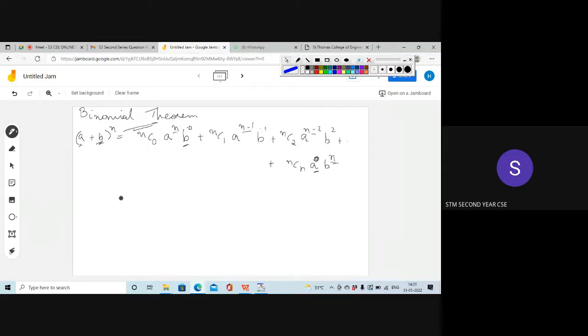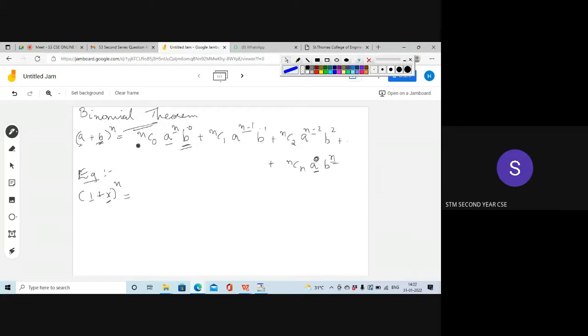Now we have to see how we can convert this binomial series into an exponential generating function. Let us consider an example: (1 plus x) the whole raised to n. Here a is 1 and b is x. So just substitute a as 1 and b as x in this formula.